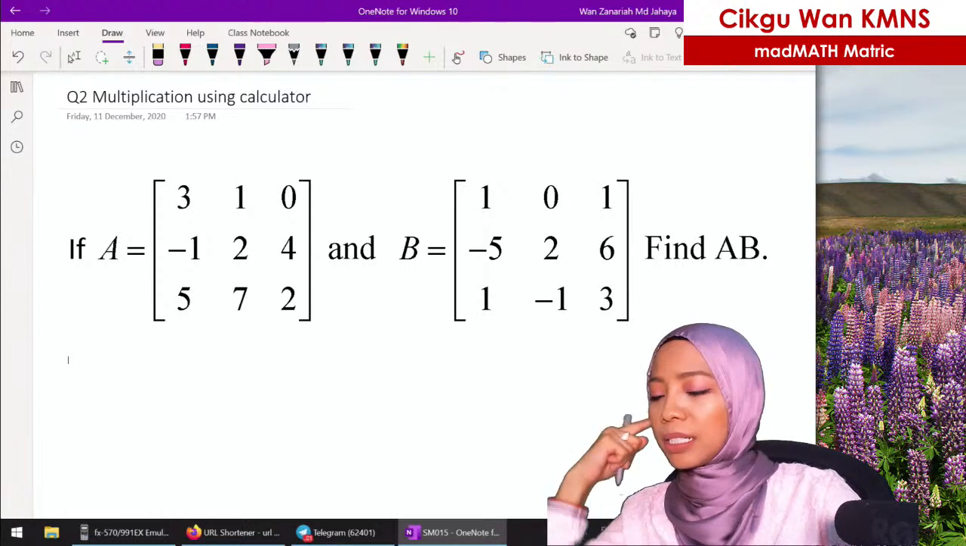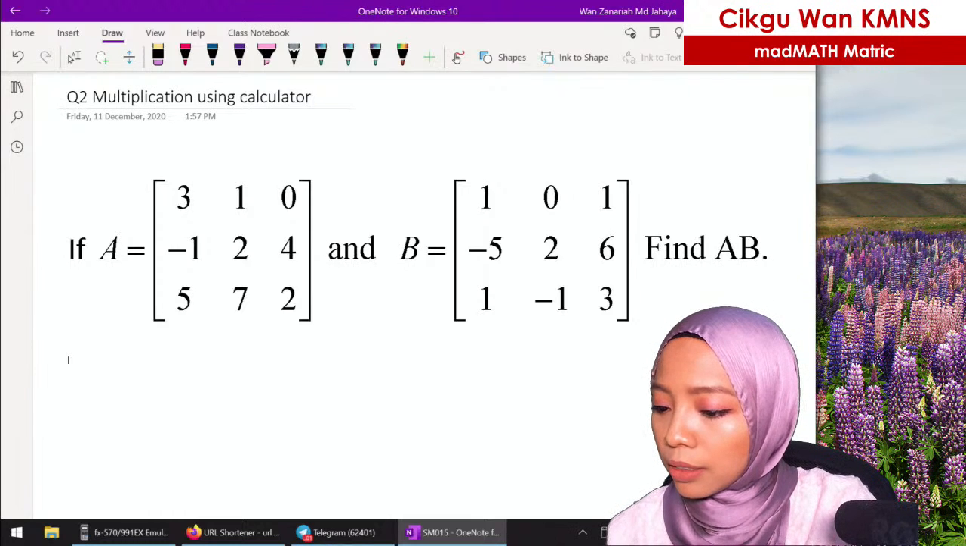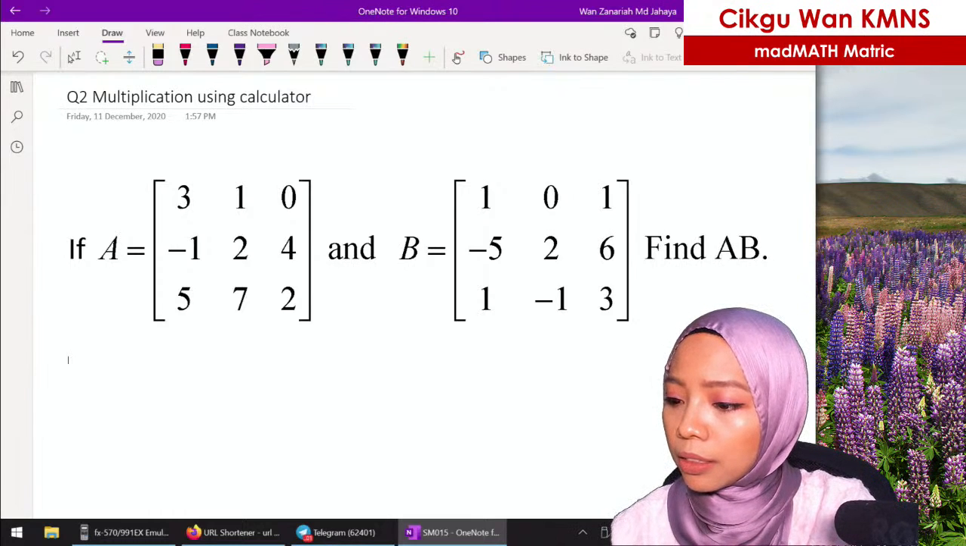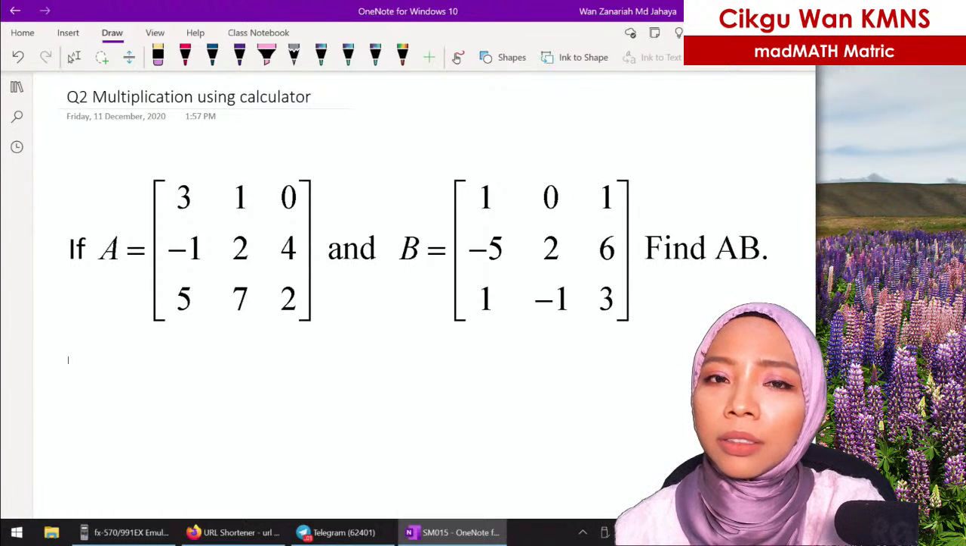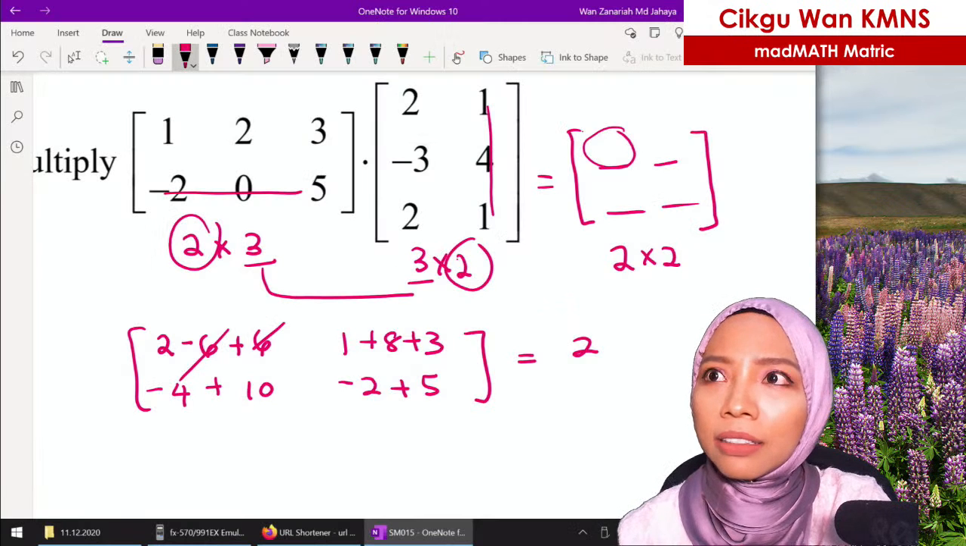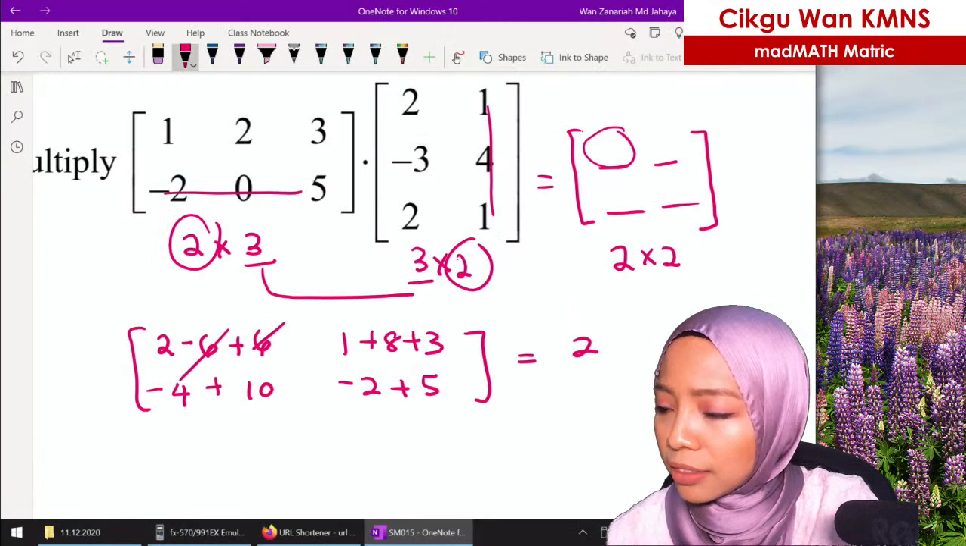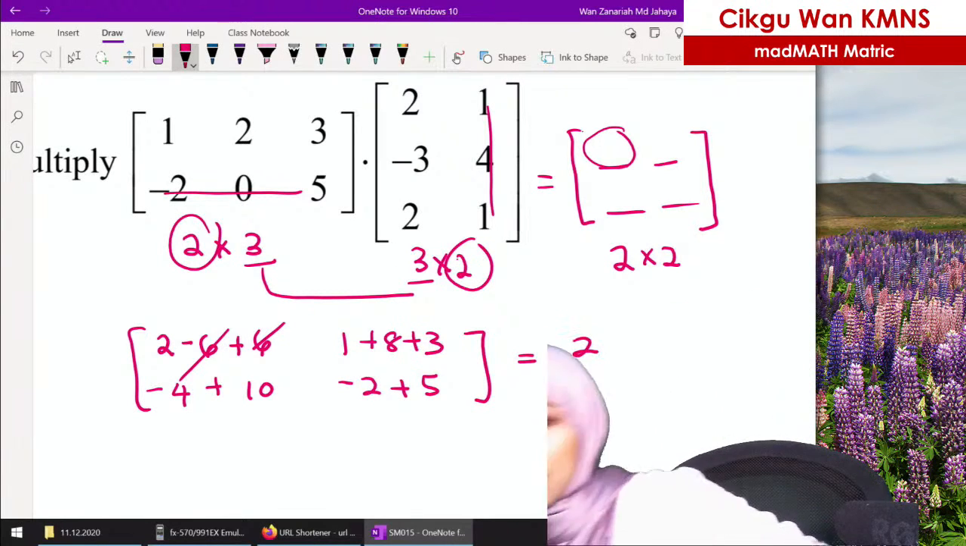Boleh dengar sampai sini. Nampak tulisan tak ada? Nampak tak tulisan cikgu? Cikgu dah conteng ni. Jangan kuat sangat. Dengar sampai sini.